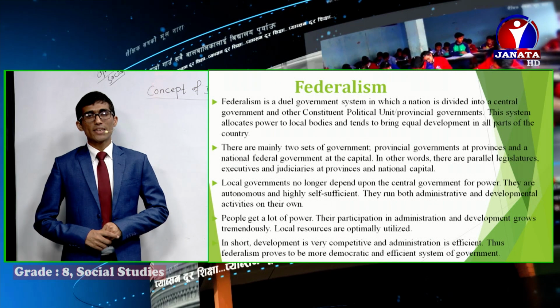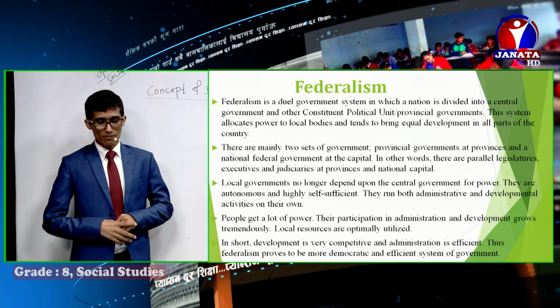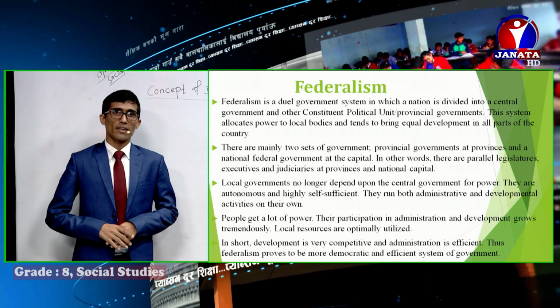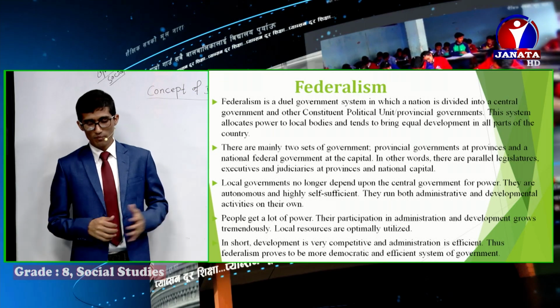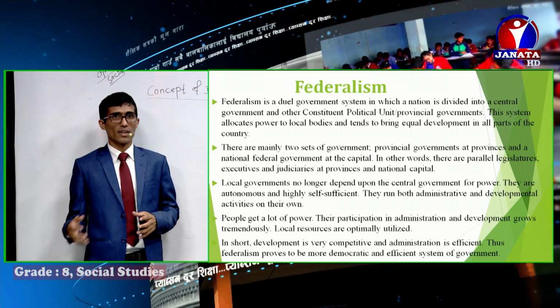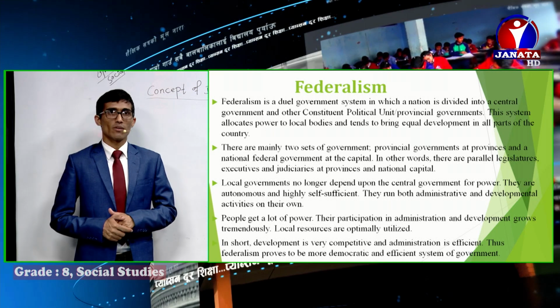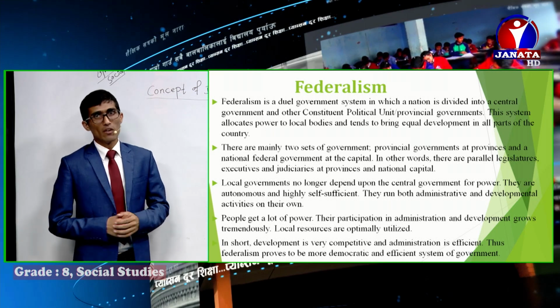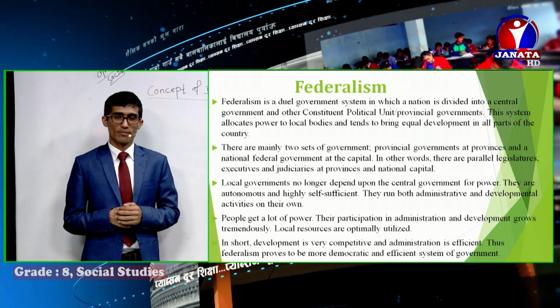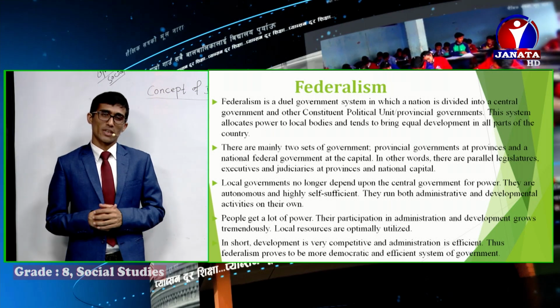Now, let's come to the point. A few things I will tell today, and we'll continue the remaining things in the next class, because still we have to discuss federalism. Lots of things are there. What is federalism then? We need to discuss it.